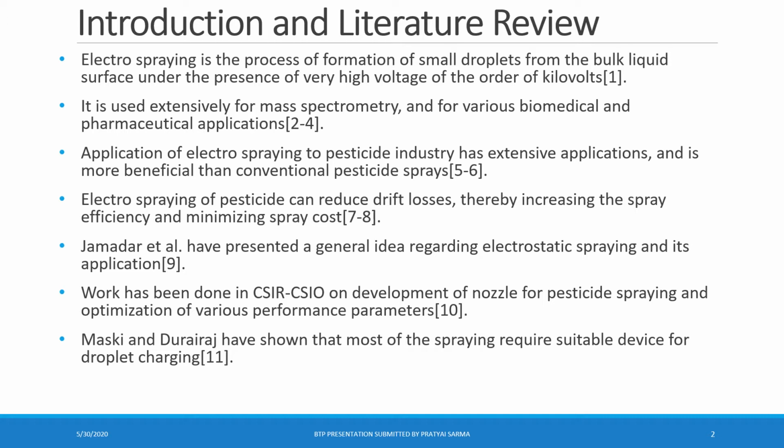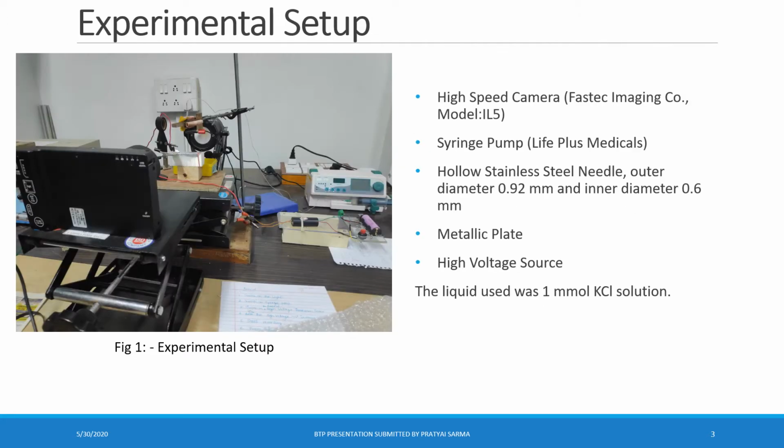Jamadar et al. have presented a general idea regarding electrostatic spraying and its application. Work has been done in CSIR-CSIO on development of nozzle for pesticide spraying and also on the optimization of the various performance parameters associated with it. Maskey and Duraras have shown that electrospraying requires a suitable device for the charging of the droplet. So our basic objective is to develop a circuit for the production of high voltage. Then we observe the behavior of the droplets under the application of this high voltage and analyze the results.